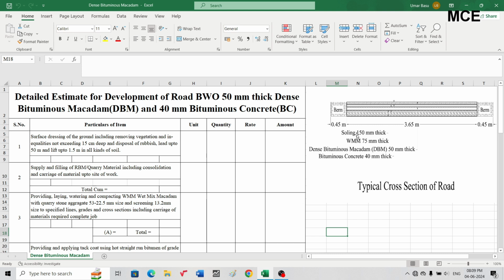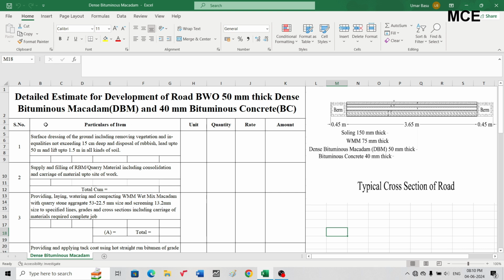So for this road, I am using GSP, that is granular subbase course, as stone soling 150 mm thick. Base course or drainage course, this is wet mix macadam 75 mm thick. Binder course, this will be dense bituminous macadam, DBM, 50 mm thick, and finally the surfacing course will be bituminous concrete 40 mm thick. We will be preparing this estimate for 1 kilometer of length and width 3.65 meter, or approximately 12 feet, and the berm or the shoulders for this road will be 0.45 meter on both sides.